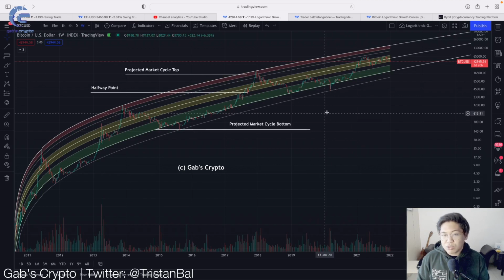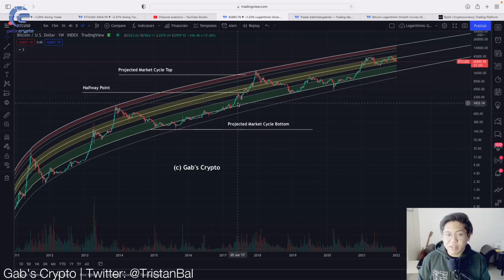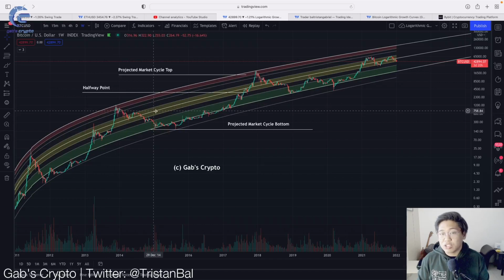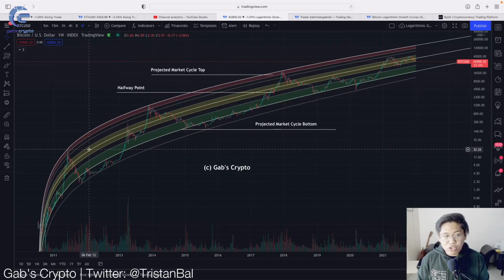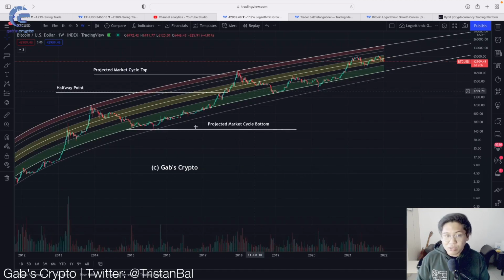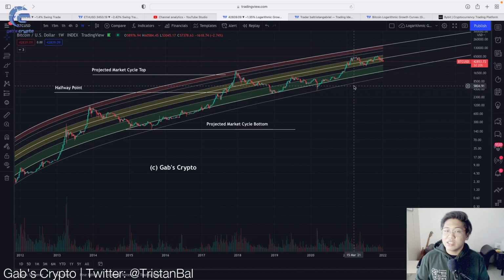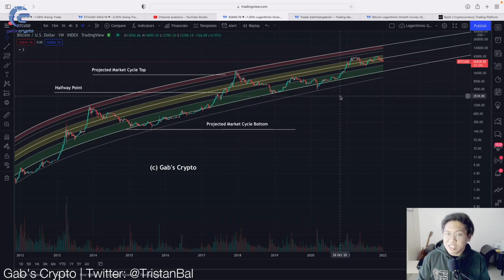So the Bitcoin logarithmic growth curve is an indicator na we have been following for the past few months dito sa ating YouTube channel. It is derived by determining the slopes and intercepts of the historical Bitcoin data. So we are going to use the historical Bitcoin data such as kung saan ba tayo nagkaroon ng market cycle top and nagkaroon ng market cycle bottom. And then we have fed the data to this data model to determine the forecasted data using the historical data. And then as you can see, this is the data that we got after feeding the data. Madedetermine natin dito ano ba yung projected market cycle top, the halfway point, as well as the projected market cycle bottom.